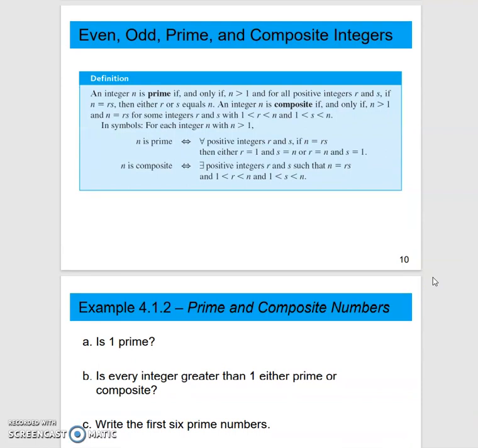Let's get two more definitions. Prime. We say n is a prime means for all positive integers r and s, if n equals r times s, then either r equals 1 and s equals n, or r equals n and s equals 1. Do note this means that n cannot equal 1. Again, 1 is not a prime number. And composite means there exist positive integers r and s, such that, again, n equals r times s. And you'll notice r is greater than 1 and less than n, and we'll say the same for s. So those are our nice formal definitions.